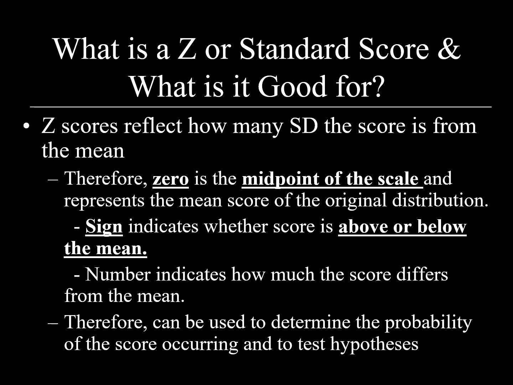The sign indicates whether the score is above or below. So if you have a negative Z-score, it means that you are scoring in the lower half of the distribution. If you have a positive Z-score, you're in the upper half. And the number indicates how much the score differs from the mean in standard deviation units. So a Z-score of 1 means that you are 1 standard deviation above the mean in your score. And if you had a Z-score of -1, you'd be 1 standard deviation unit below the mean or the average. Therefore, we can use it to determine the probability of the score occurring, to test hypotheses, and to compare scores across these three situations.